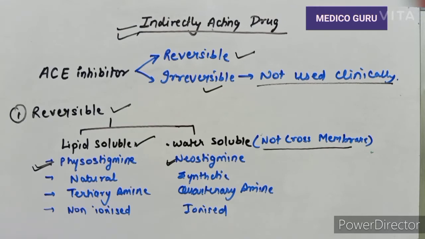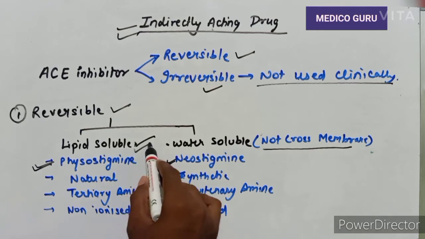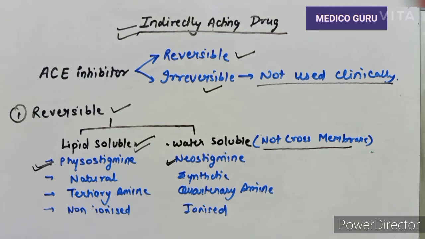That is the GIT membrane, blood brain membrane, or corneal membrane, etc. Water soluble drugs cannot cross the membrane, but lipid soluble drugs can cross the membrane. Lipid soluble drug, that is physostigmine, is natural, obtained from plants, and water soluble drugs are synthetic. These are the tertiary amines, and these are the quaternary amines.